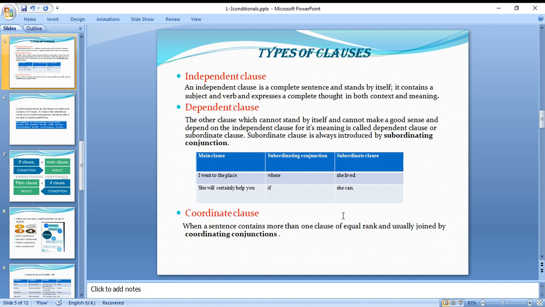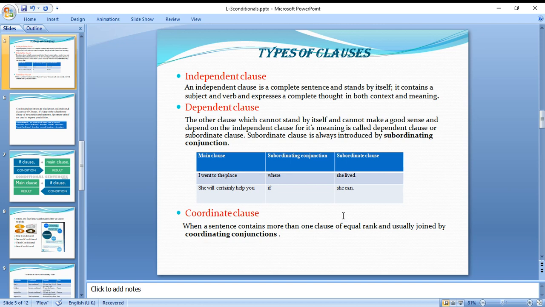We can see another example. She will certainly help you if she can. Now, we can easily identify that if she can is a subordinate clause because the subordinating conjunction if is introduced before she can, and the other one, she will certainly help you, is the main or independent clause. The third type of clause is coordinate clause.